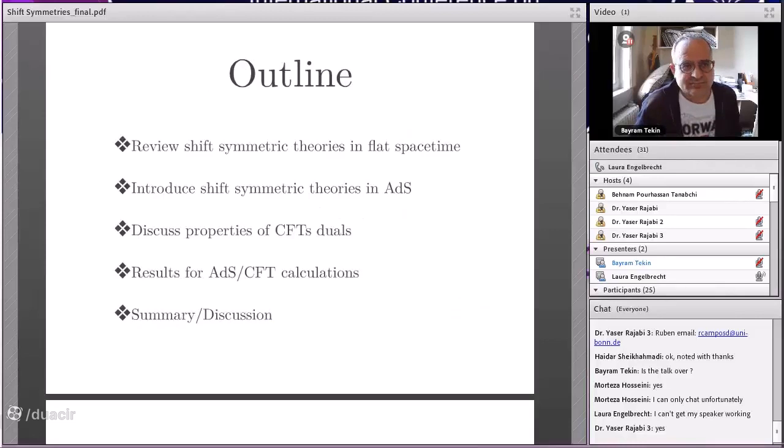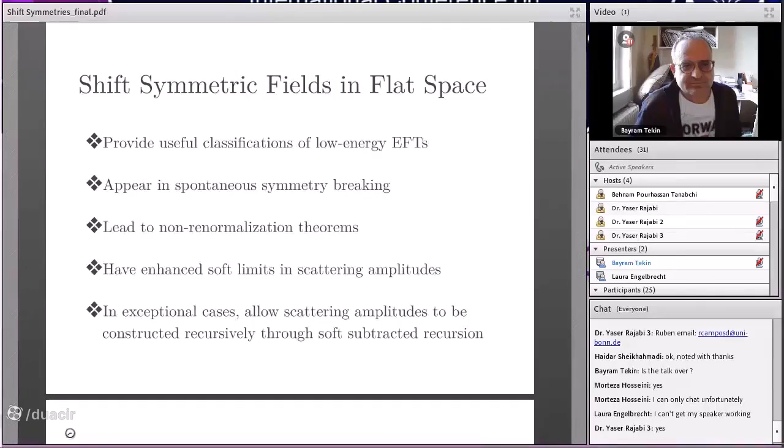Okay, so this is an outline of what I'm going to cover today. I'm going to start by reviewing shift symmetric theories in flat spacetimes. Then I will introduce them in AdS and show you how some of their properties change. Then I will discuss the properties of the CFT duals of these shift symmetric theories in AdS. Finally, I will show you the results that we found for our AdS/CFT computations, and then give a quick summary and discussion.